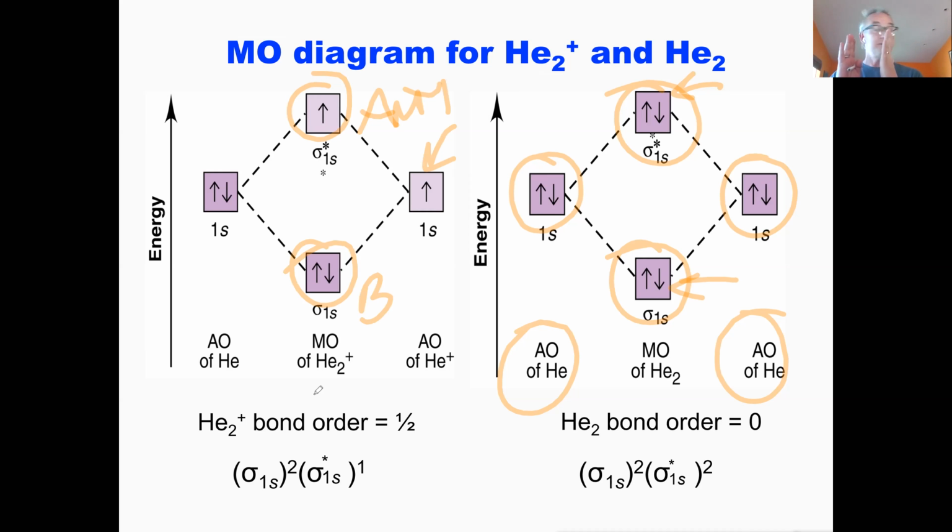2 helium atoms will not bond under any circumstances because you have the same number of electrons that will be bonding and then physically keeping that bond from forming. And so when you add them together, you get nothing. Nothing happens. And that's what we see. Nothing happens.